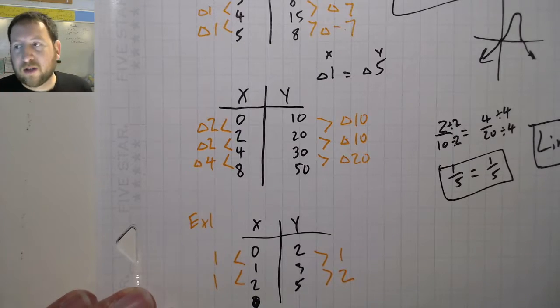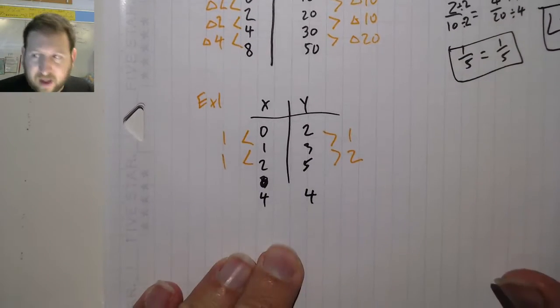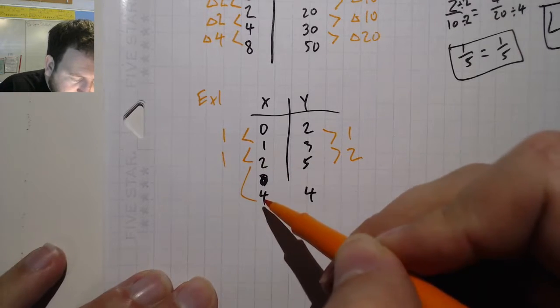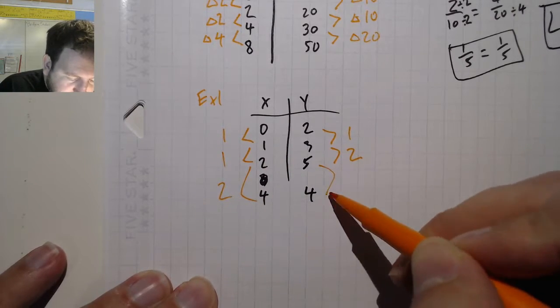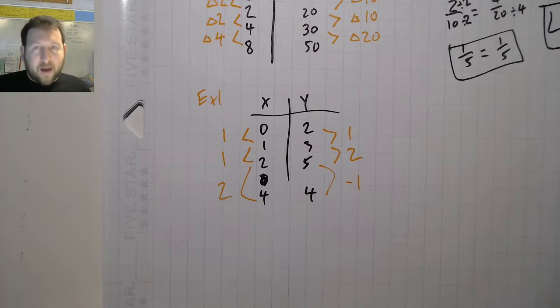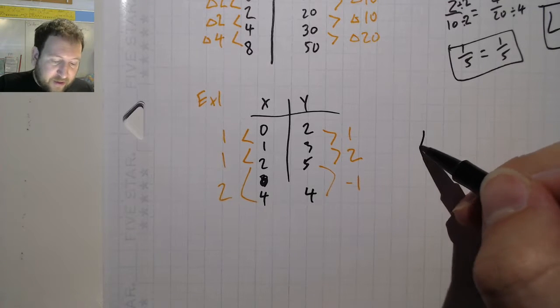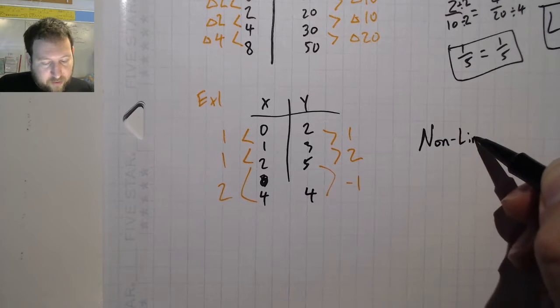Oh, that's a big change, and that looks likely that we're going to be nonlinear. But I'm going to do the rest just in case. Here, from 2 to 4, I have 2, and then from 5 to 4, I have -1. Well, that is definitely not going to work because I was going up and now I'm going down, and I can tell this is definitely going to be non-linear.